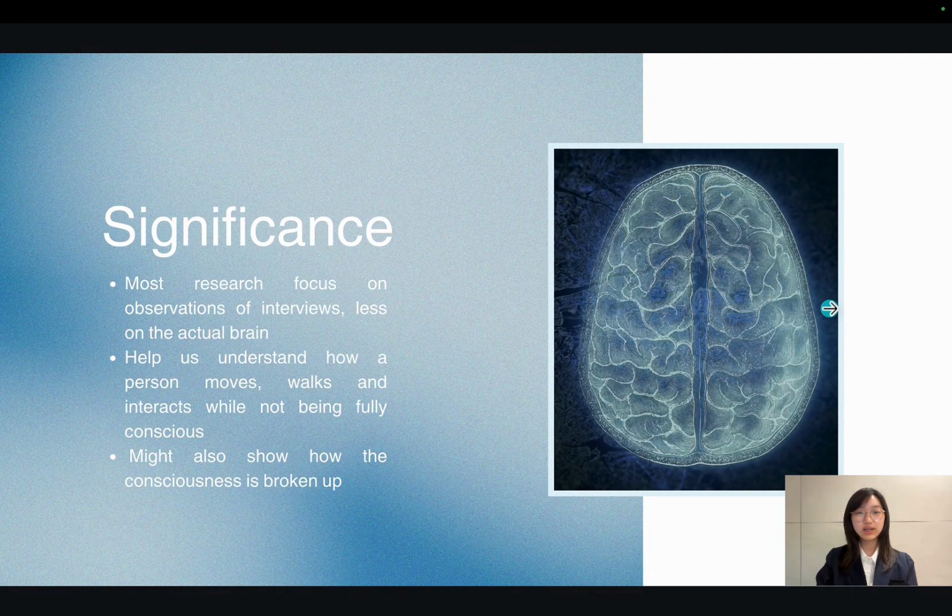Significance. What will the significance for studying the brain during sleepwalking do? Many researchers focus on observations or interviews, but fewer focus on the brain. This means that there is more to discover than other fields of research in sleepwalking.